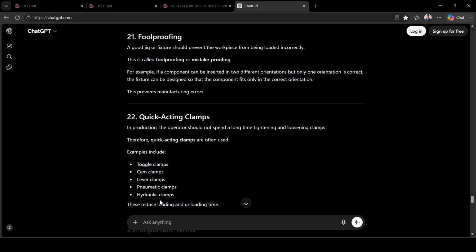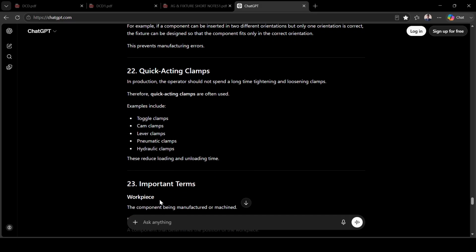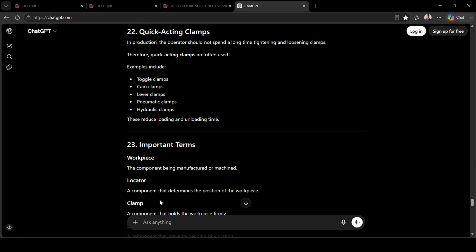Then foolproofing. So what is foolproofing? A good jig or fixture should prevent the workpiece from being loaded incorrectly. This is called foolproofing or mistake proofing. For example, if a component can be inserted in two different orientations, but only one direction is correct, the fixture can be designed so the component fits only in the correct orientation. This prevents manufacturing errors.